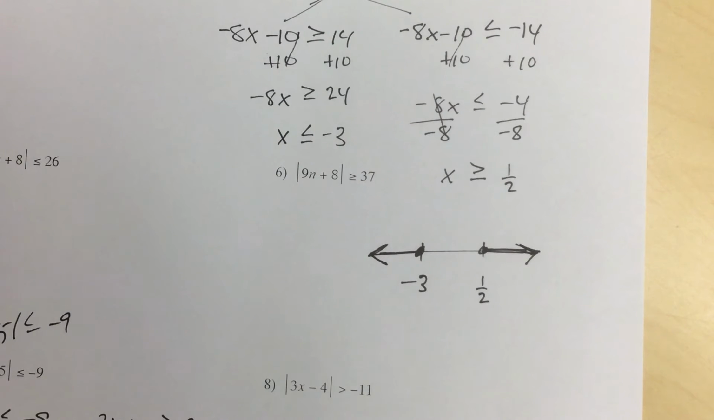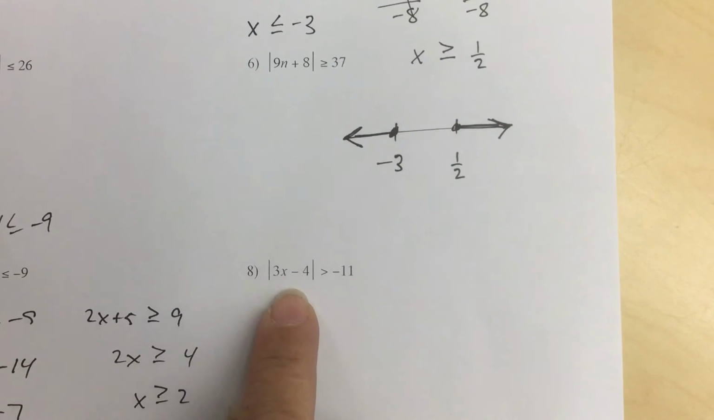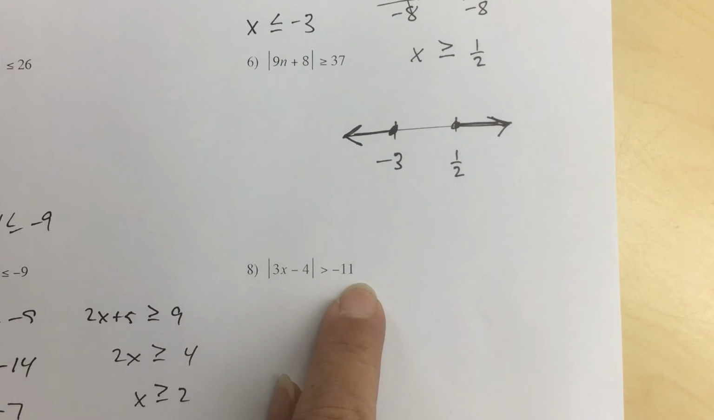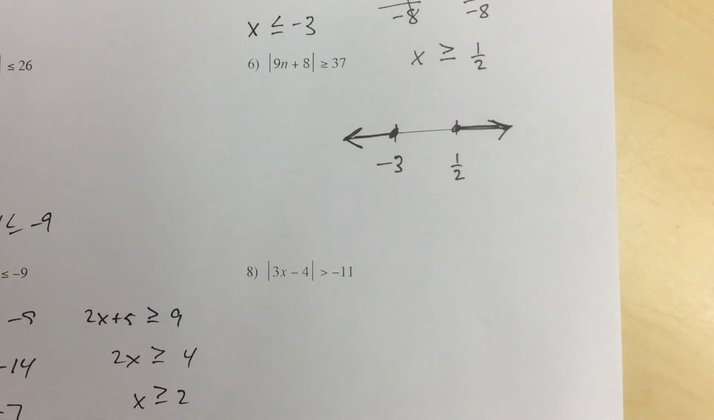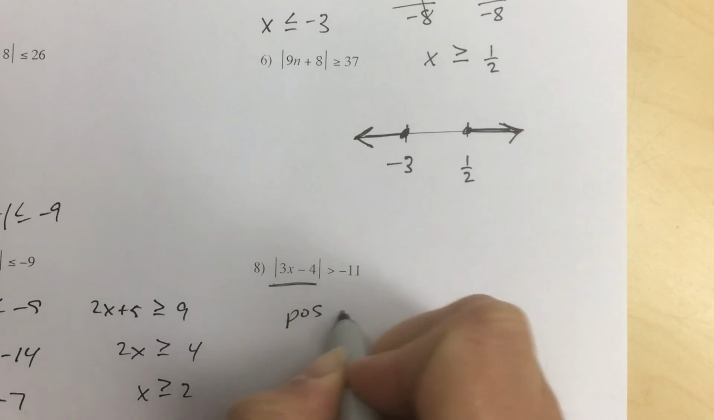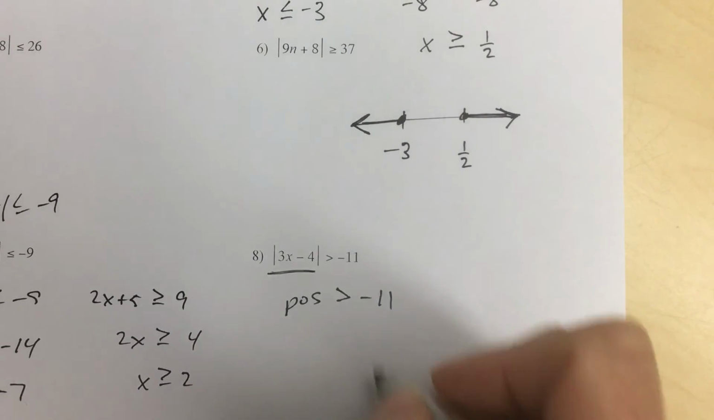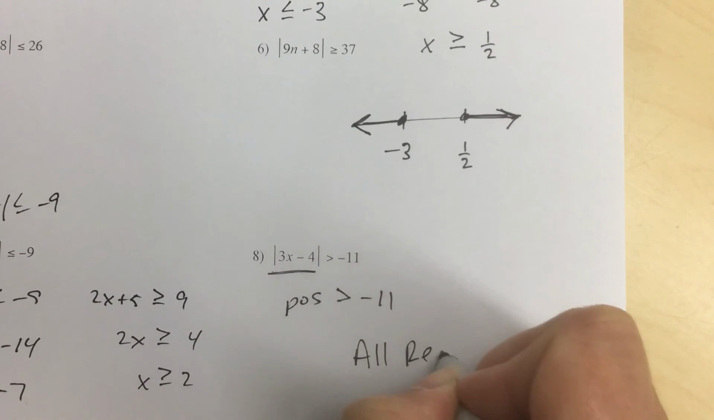On these, you'll also have a couple that you need to look at logically. You're going to have some no solutions or some all real numbers. So if you have something like this where you have an absolute value that's greater than a negative number, you need to think, okay, this is a positive number no matter what. So what positive numbers are greater than negative 11? Well, all of them are. So this is all real numbers.